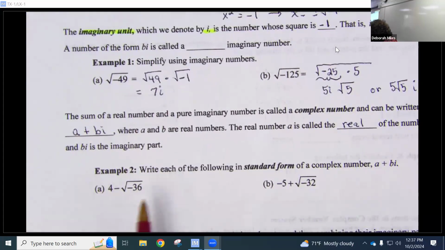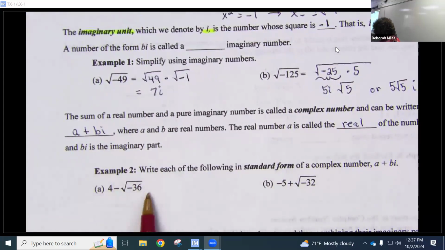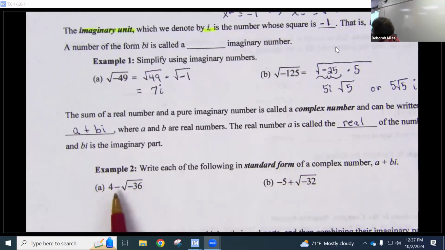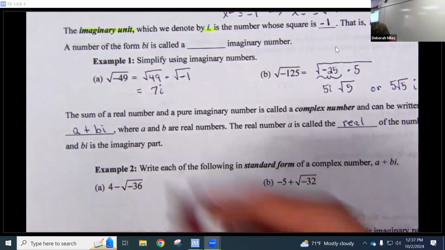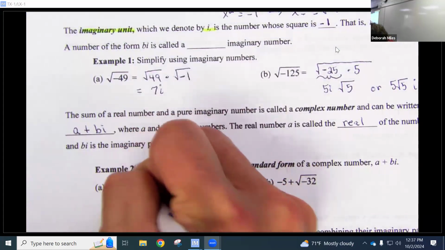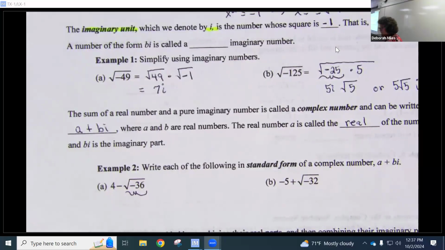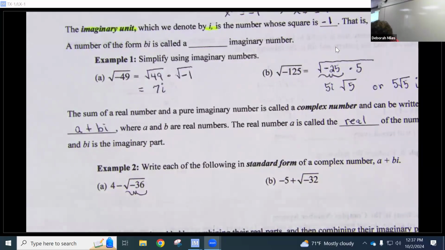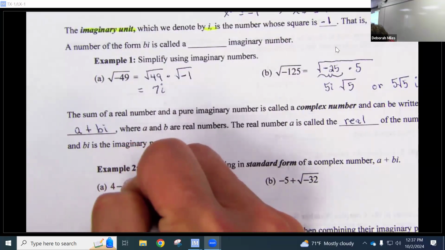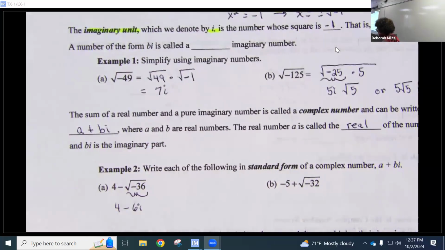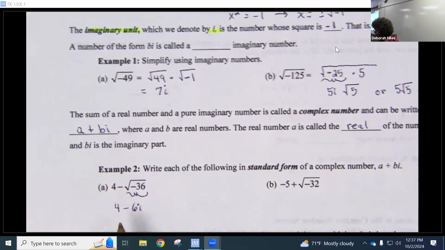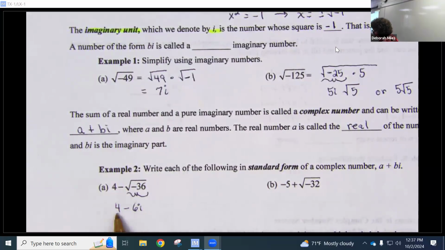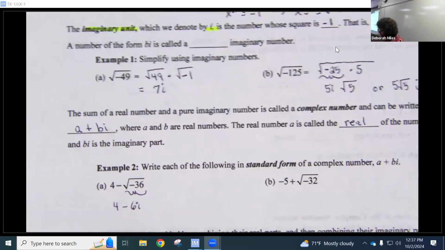Example 2 says, write this in the form of a complex number. It has a real part. The real part's 4. The imaginary part is the square root of -36. What could I put in place of square root of -36? 6i. So that's 4 minus 6i. It's in the form a plus bi, a is 4, b is -6. Real part's 4, imaginary part's -6i.